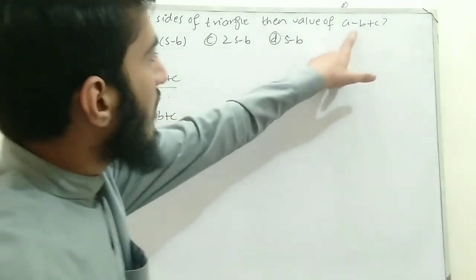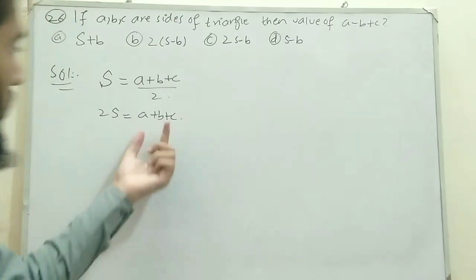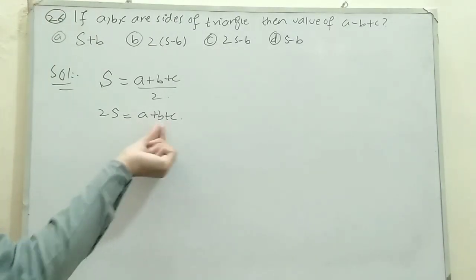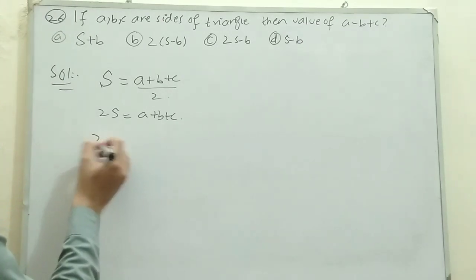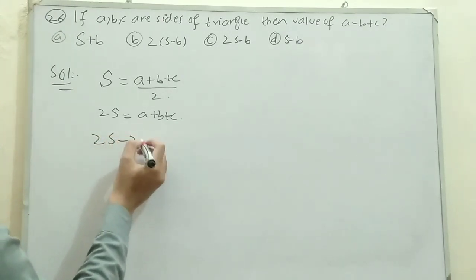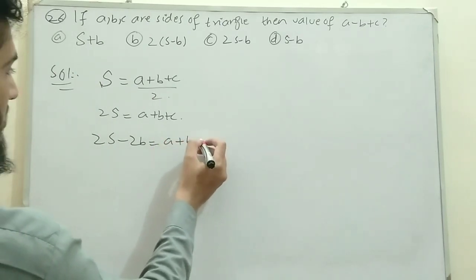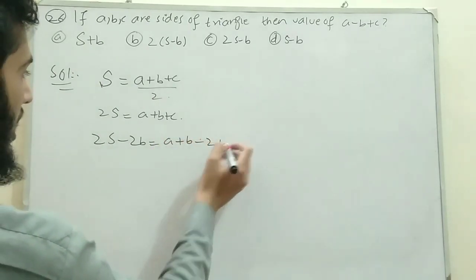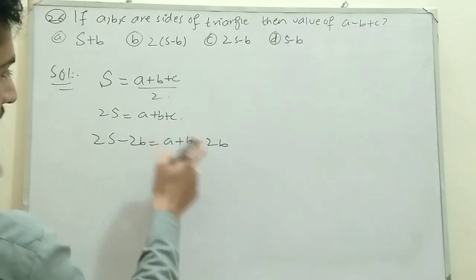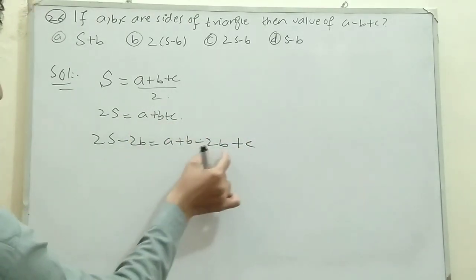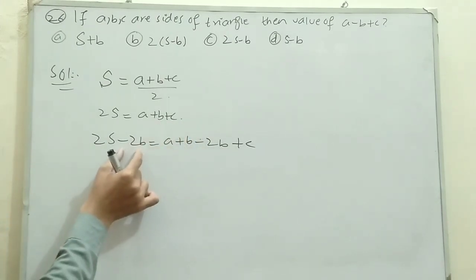Here we are going to find the value of A minus B plus C. How can we make this minus B? We can make it minus B by adding minus 2B to both sides. So by adding minus 2B to both sides, it becomes 2S minus 2B. A plus B plus minus 2B. A plus B, add minus 2B and plus C. A plus B plus C comes down the same, and we add minus 2B on the right hand side and also on the left hand side.